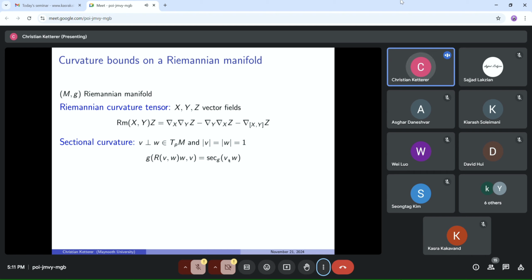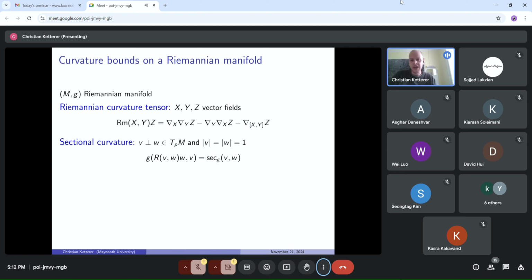And the sectional curvature of such a plane, one way how you can think about it, tells you in which way the curvature differs from standard flat geometry. So if you have a plane where the sectional curvature is positive, it's more curved like in Euclidean space.